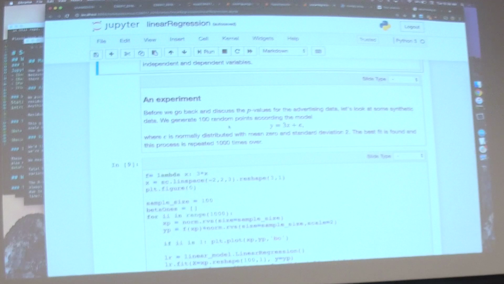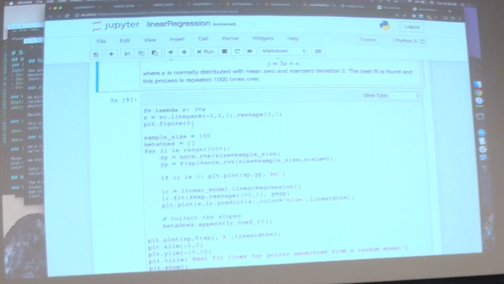Yeah. So here we're going to look at some synthetic data. Our data is y equals 3x plus noise. We're just going to generate this data, and then fit a bunch of lines to it and see how the noise affects the shape of the lines. And this gives you an idea of what we mean by talking about those betas as a distribution.